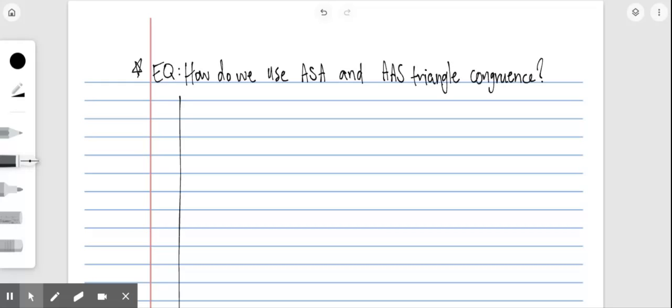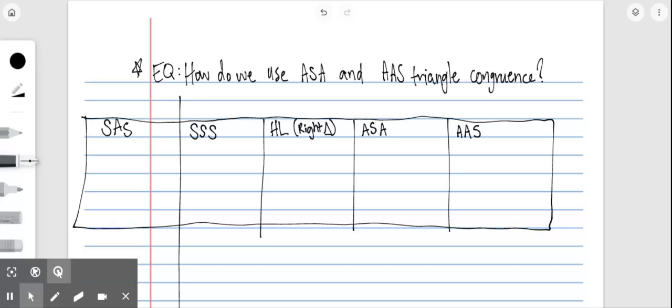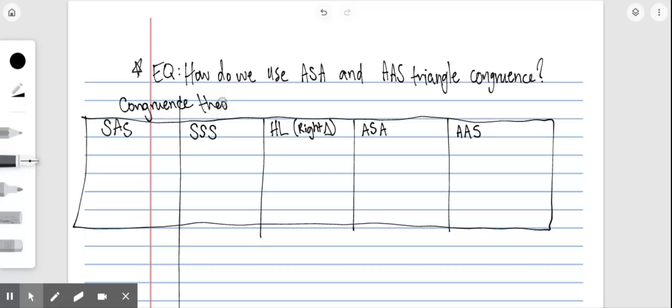So we're going to create a table that's got 5 columns. So I've got all 5 of the congruence theorems. These are congruence theorems. And again, we use congruence theorems because it's a pain to make sure that every single side and every single angle are congruent. So these are shortcuts to determine if 2 triangles are congruent without having to prove that every single side and every single angle are congruent.